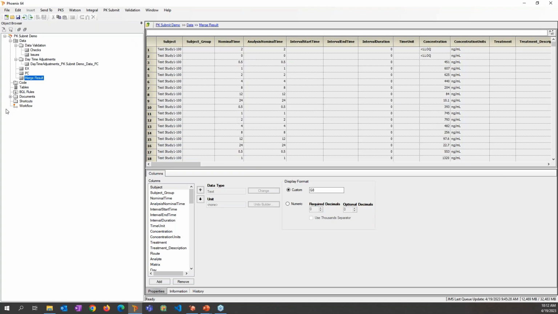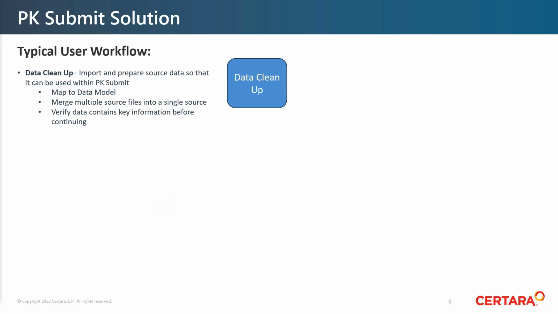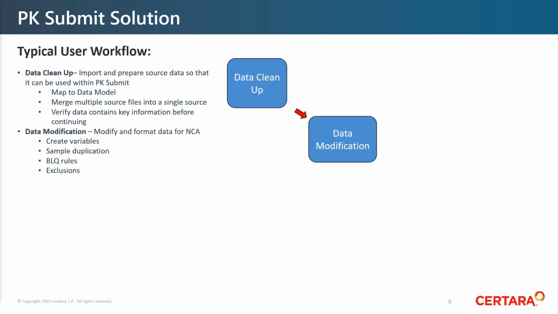So let me switch back to the slide here. So now the next step is data modification. So we need to modify and format the data for the NCA. So this could be creating variables through transformations, duplicating samples. Say you're missing a predose for the next day's profile for a subject. You need to replace some values based off of your BLQ rules.